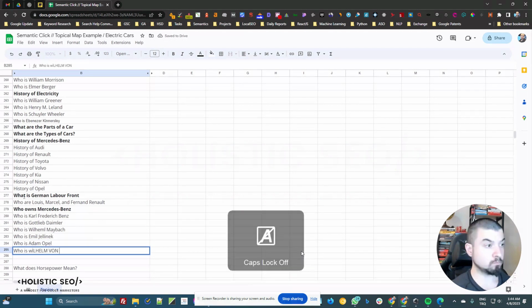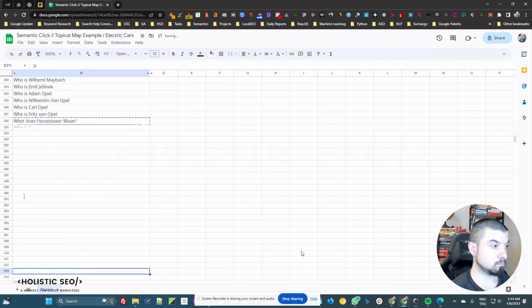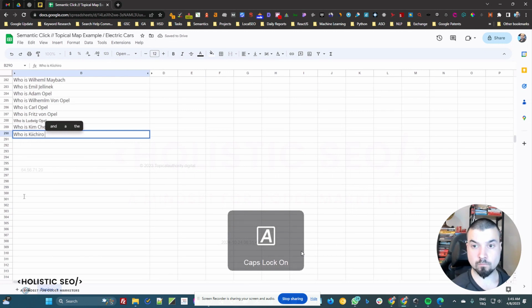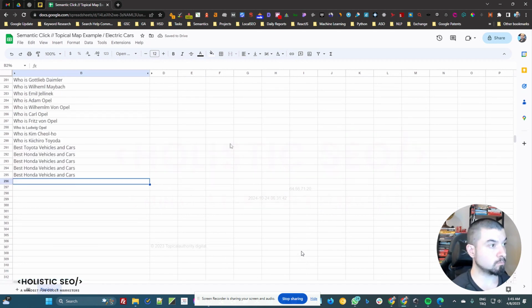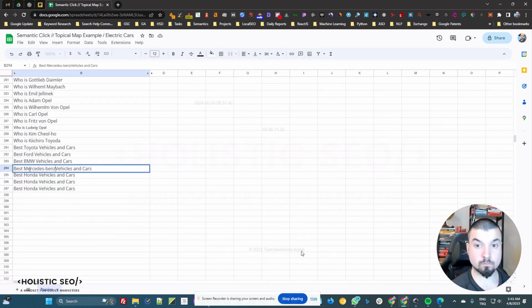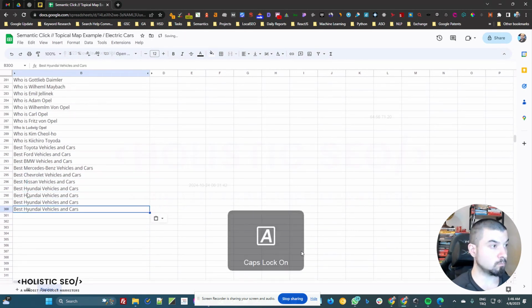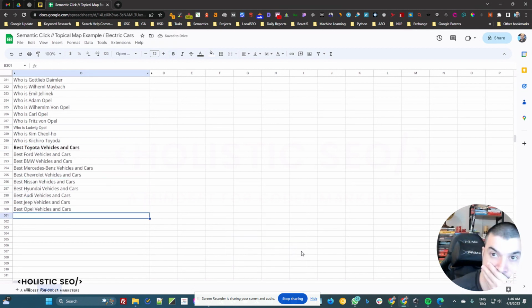And it will be easier for us to process regular cars, or traditional, maybe not old, but fuel cars at the same time. And from there, we will be creating these history connections for all the brands. Because if you are an authority for the brand, it means that you will be an authority for the individual products and the models too. From there, we go for the history of Audi, Renault, Toyota, Volvo, Kia, Nissan, Opel. Then we also explore what the German Labor Front is, which will be connected to Louis Marcel and Fernand Renault on a different level. And then we go for who owns Mercedes-Benz, or Carl Friedrich Benz. And we ask many other questions like who is Karl Opel, Fritz von Opel, and Ludwig Opel.